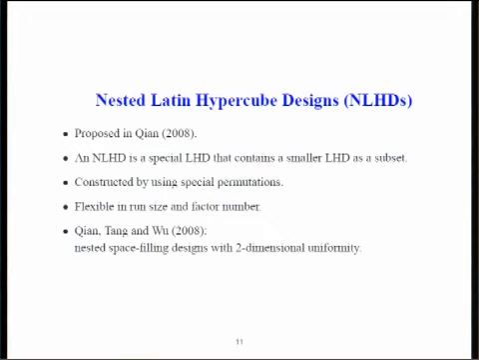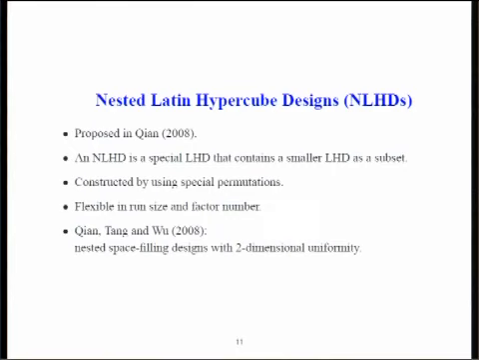A nested Latin hypercube, NLHD, is a special Latin hypercube. So what's special about it? This Latin hypercube also contains a smaller Latin hypercube as a subset. So that's the definition. You have a bigger Latin hypercube, for example, 10 points. Then from the 10 points, you choose 5 points that become another Latin hypercube. This is called a nested Latin hypercube.